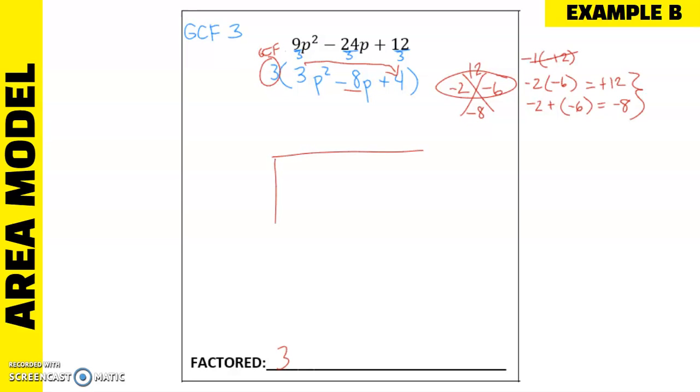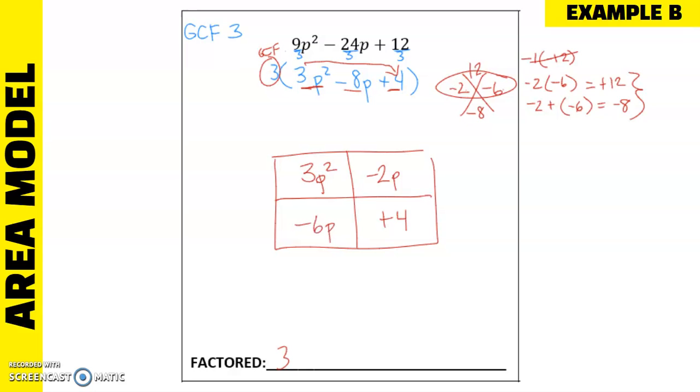Okay. Once I have that, I create my area model. The squared term goes in the first box. The constant goes in the last box. And now I use these two as my remaining terms. I can put them in either order. So I could write it like that, or I could put the negative 6 here and negative 2 here. And we'll see that we can get to our result either way.